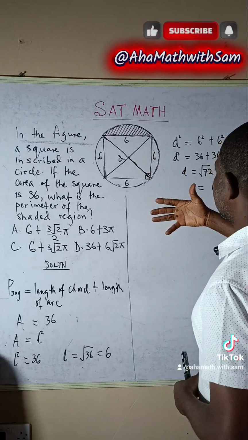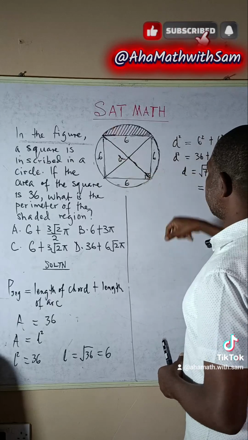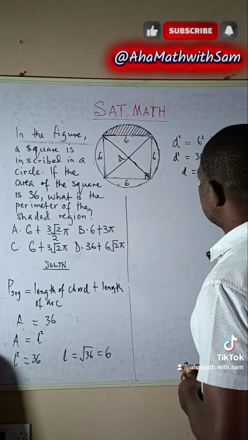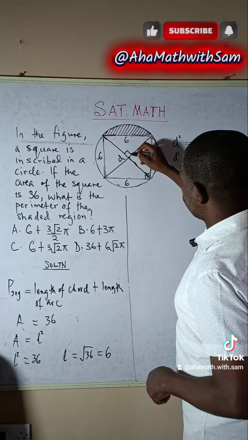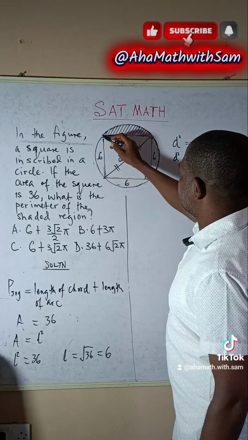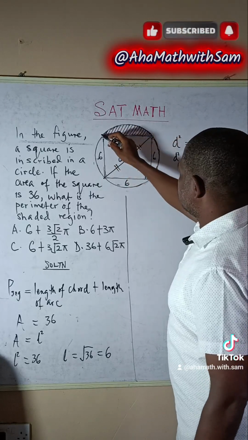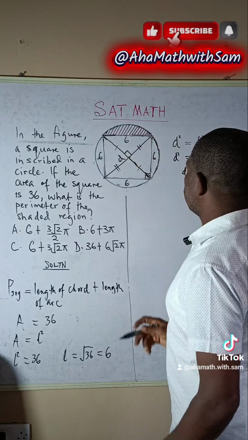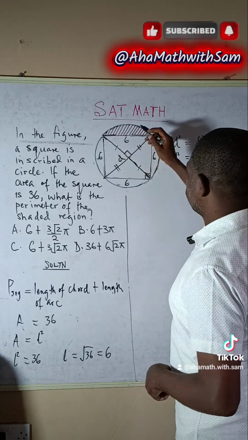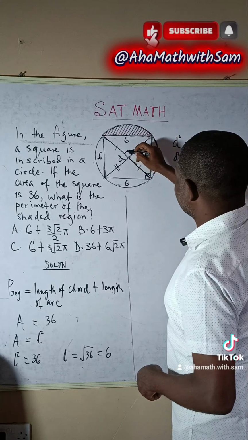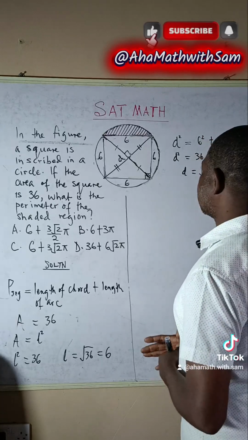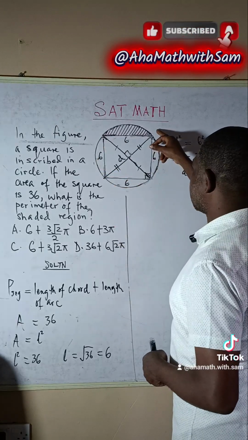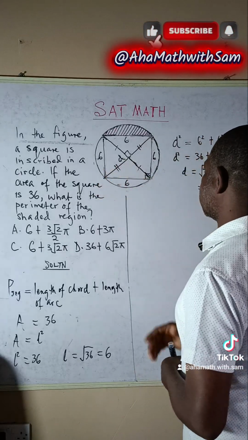One of those properties is that when the two diagonals of a square intersect each other, they form an angle of 90 degrees at the point of intersection. Now, the length of the arc we are looking for is part of this sector of the circle, and that sector subtends the angle 90 degrees at the center of the circle. And what does that tell us? Don't forget, the diagonals are also diameters of the circle.